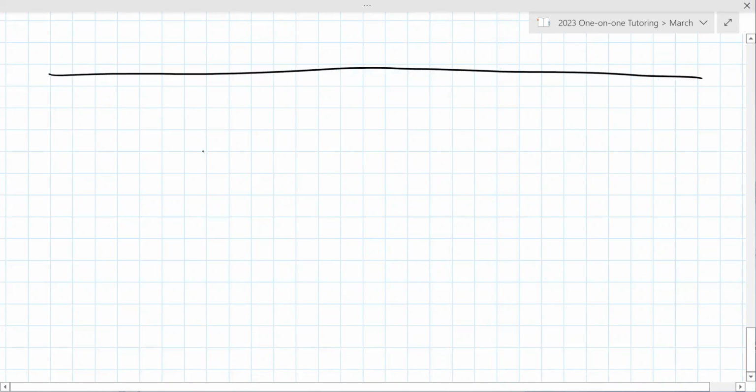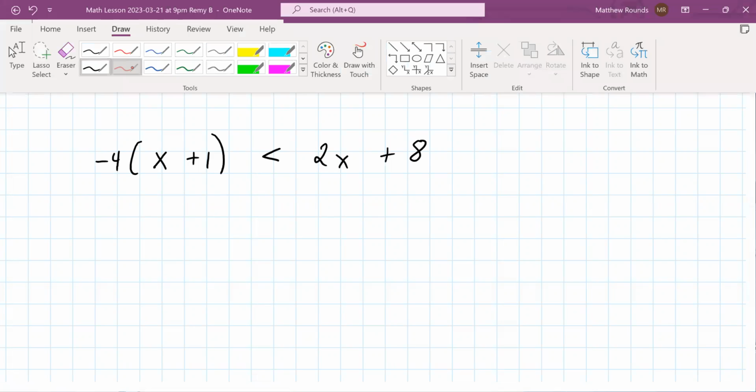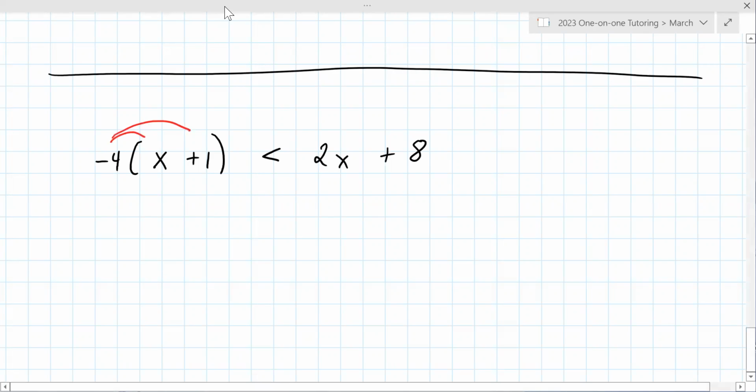No. Okay. Let's go -4(x + 1) less than 2x plus 8. Let's try that. So we did a couple like this yesterday. Do you remember how to start? What we should do first? Yeah, you distribute -4. Very good. That's right. So distribute to both of them.